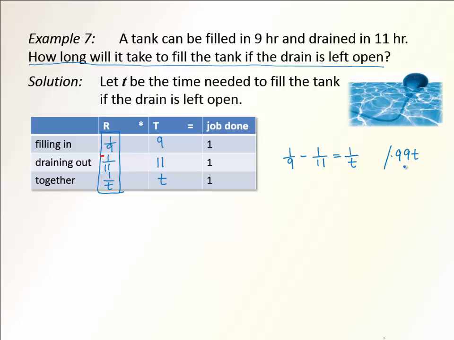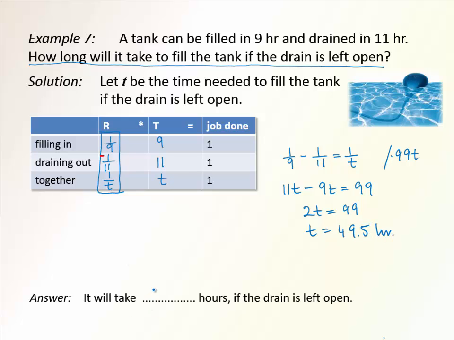Now we solve it in a similar way as before by multiplying by LCD, which is 99t. Then we obtain 11t minus 9t equals 99. Therefore 2t equals 99 and t is 49.5 hours. So it will take 49.5 hours if the drain is left open.